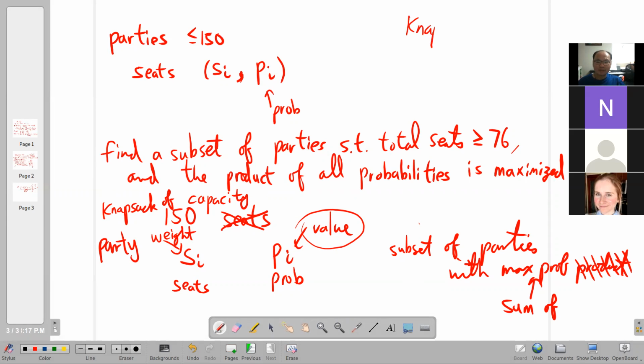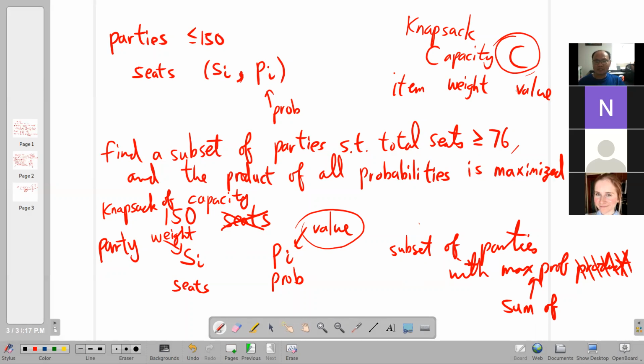Yeah. Right, so knapsack, you have some capacity C, and then each item has some weight and value. And you're trying to make sure that the chosen items' total weight is going to fit in this capacity. And then you want to maximize the sum of the values that you chose.